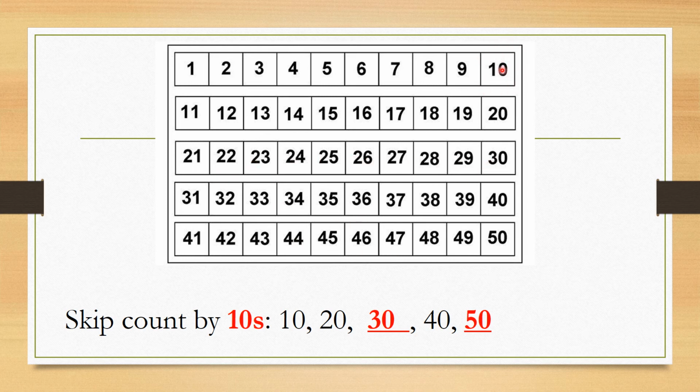I can jump from here to here, from here to here, from here to here, and from here to here. So, skip counting by 10 will be 10, 20, 30, 40, 50, 60, 70, and etc. As you can see, 10, 20, 30, 40, 50. So, instead of counting 1 to 10, 1 to 10 again, I'm gonna just jump from 10, 10, 10, 10.